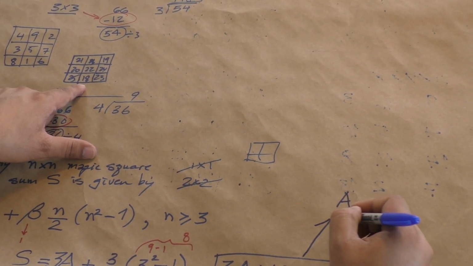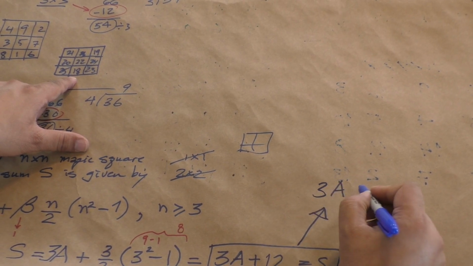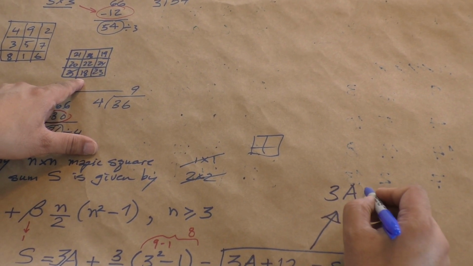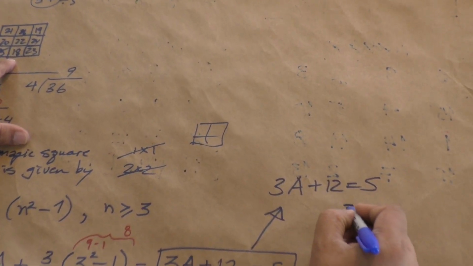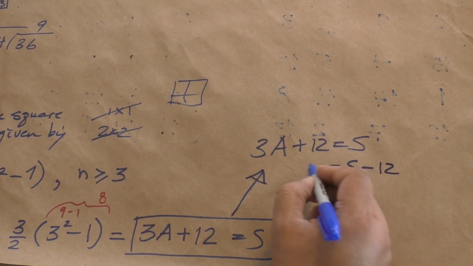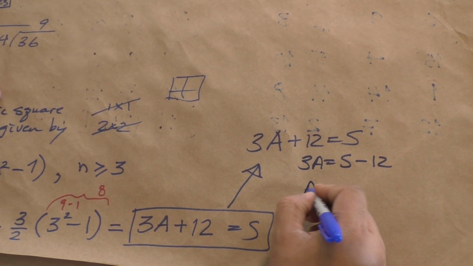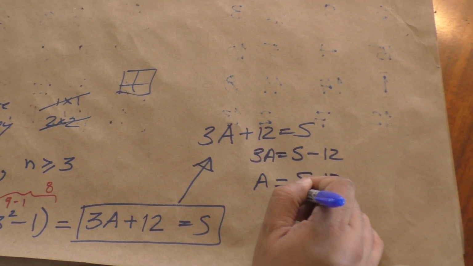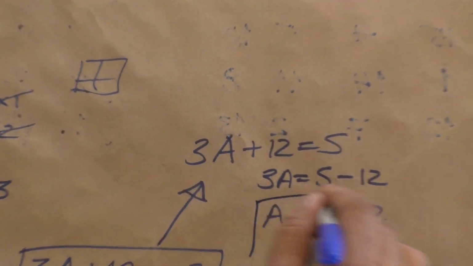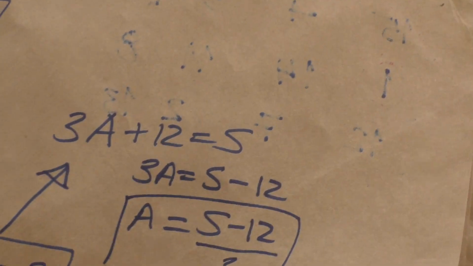So if we solve this equation for A, that means 3A plus 12 equals S. Subtract 12 from both sides. So you have S minus 12 is equal to 3A, or A equals S minus 12, the number you want to encode, divided by 3. And that's why you subtract by 12.